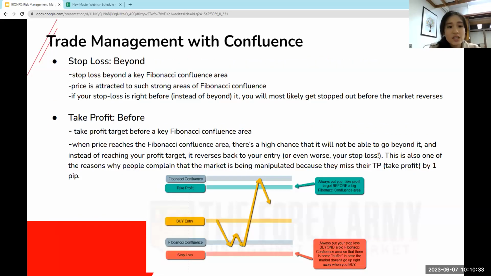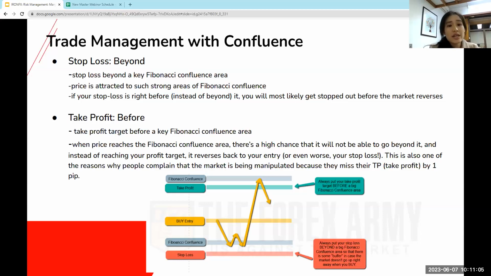So here is a guideline to managing your trade for risk management purposes: where exactly you should place your stop loss level or your take profit level. Let's start off with stop loss. We typically recommend placing your stop loss beyond a major area. Here we're talking about Fibonacci confluence on this slide, but it's basically for any strong levels of resistance or support.